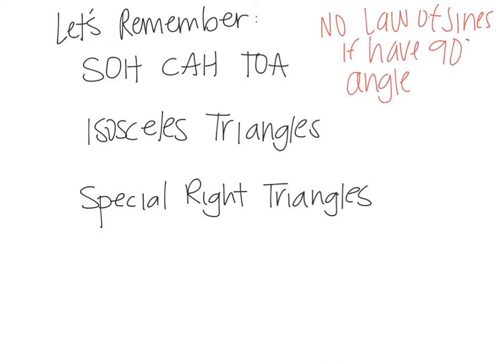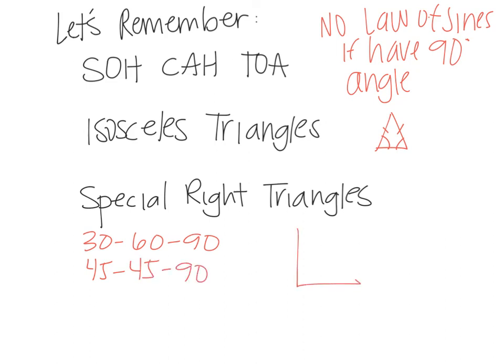So sine, cosine, tangent: when to use them, how to use them. Isosceles triangles: remember, if we have a triangle with 2 legs that are congruent, those base angles have to also be congruent. And then remember your special right triangles, your 30, 60, 90 triangles, and your 45, 45, 90, and how those work. So if you don't know those, draw them out, practice, and then we'll come back tomorrow and use all of this information as well as what we've learned about polygons in order to solve some problems.